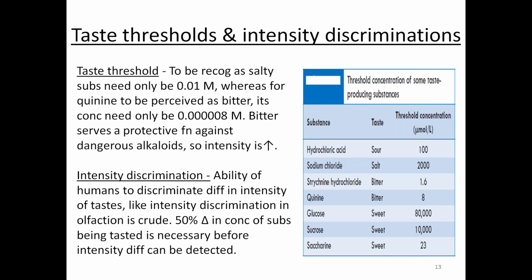What is intensity discrimination? It is the ability of humans to discriminate differences in intensity of tastes. Like intensity discrimination in olfaction, it is crude. A 50% change in concentration of substances being tasted is necessary before an intensity difference can be detected. Also, women are more sensitive to sweet and salt and less sensitive to sour taste.